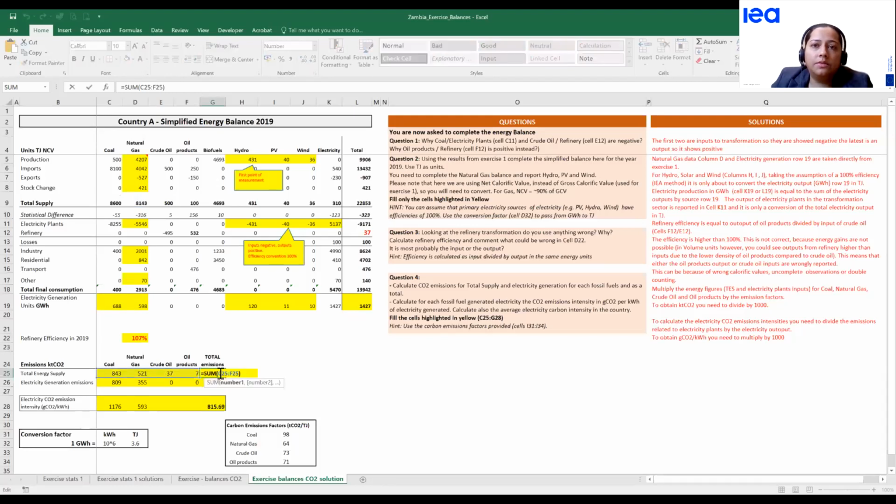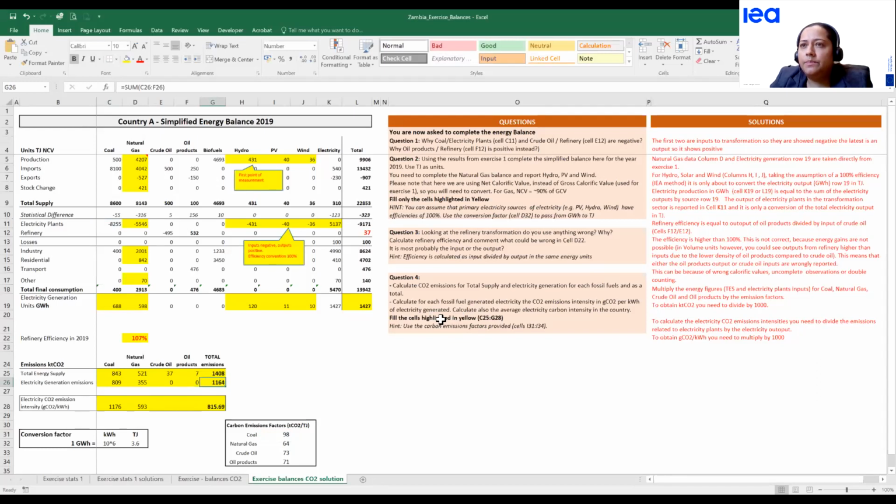And for the total of emissions, you sum all the fossil fuels: coal, oil, and natural gas. For electricity generation, it's the same. Here we take the amount of fuel that goes into the electricity plants, but given that we had put the negative sign in the balance, you have to readjust it. So you remove the negative sign, multiply by the appropriate emission factor, for example for coal, and then divide by 1000. Same here, the total is the sum of the different fuels.